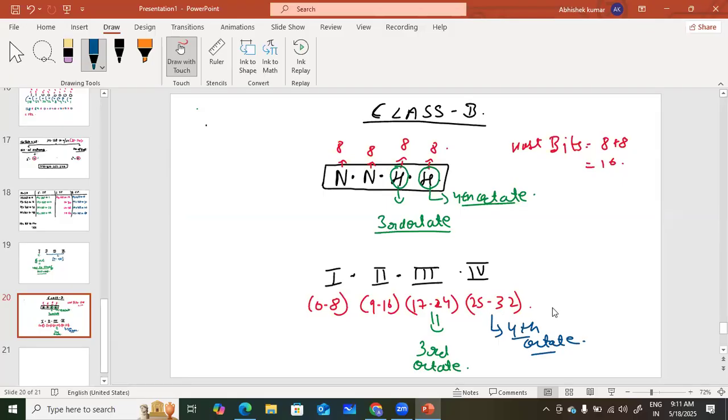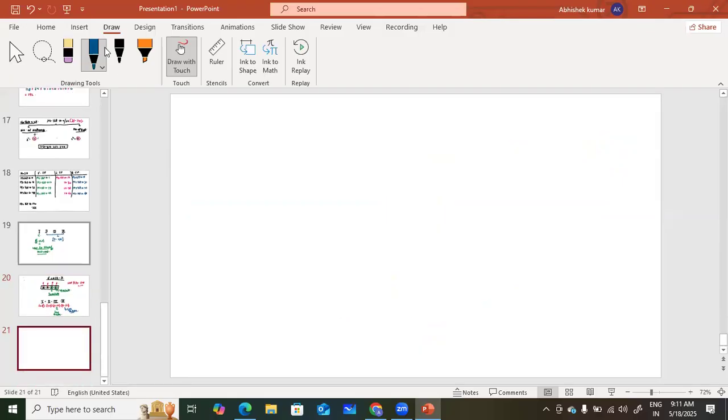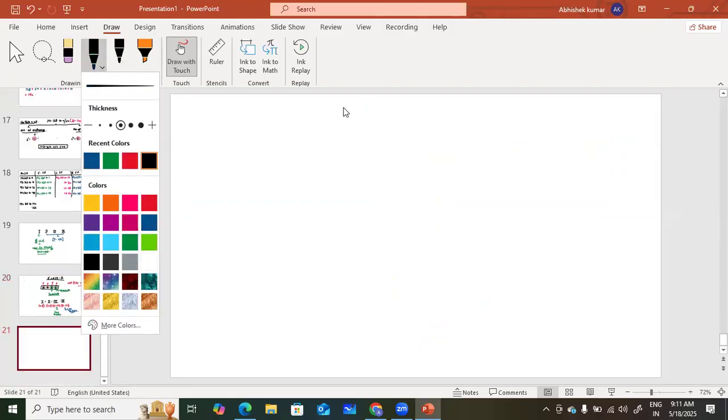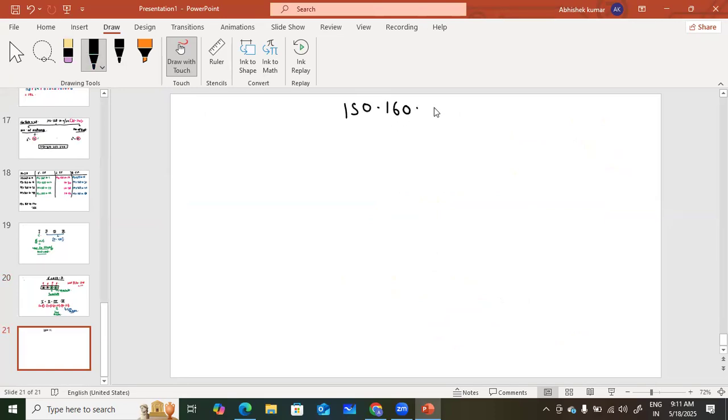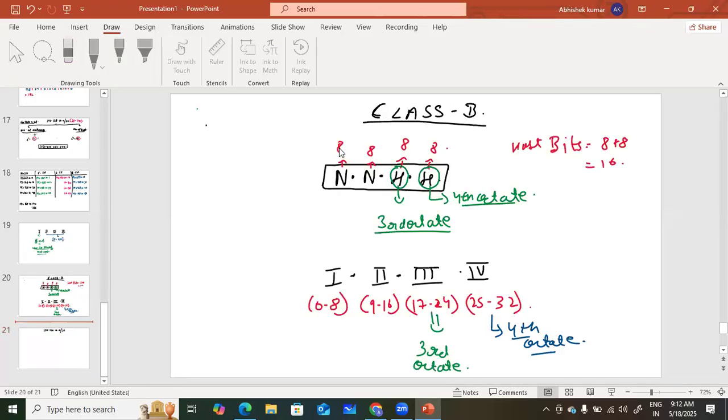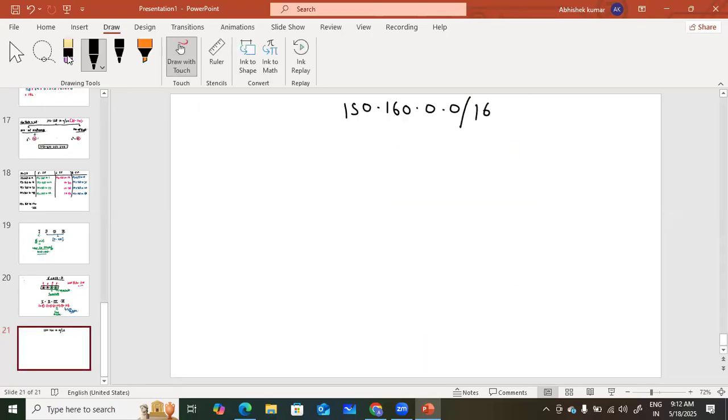Clear. Right. Now, let's suppose I have a network of class B, 150.160.0.0/16. Why am I using the value /16? Because it is in class B. Exactly. Class B means two network octets by default, 8 plus 8 gives me 16.